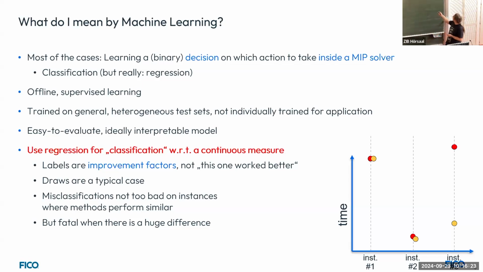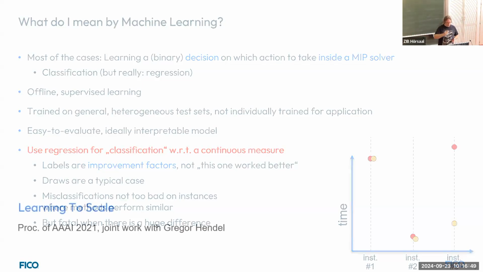So that's an improvement factor of something like 1.0. And here, that's an almost draw. So obviously, the yellow one would be the better choice. But if your model predicts the red one to be faster, still not too bad. But what really would hurt you is a misclassification on this one. And again, classification models don't discriminate between these two cases. Okay, so far so good.